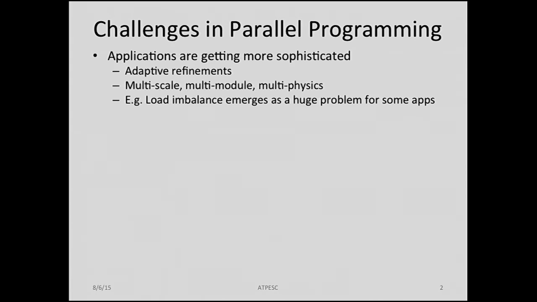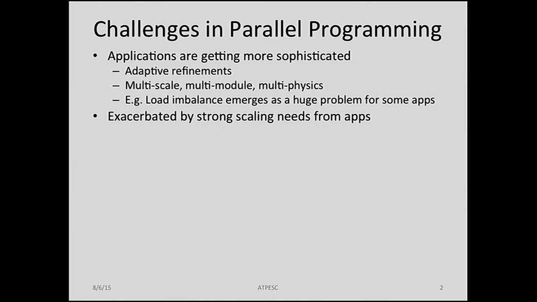So Charm++, I'm going to begin with some motivating ideas, then jump into syntax a little bit, and then come back and do some case studies at the end. Some broad stuff that you all know: applications are getting more sophisticated, with adaptive refinement, multi-scale modeling, and so on.